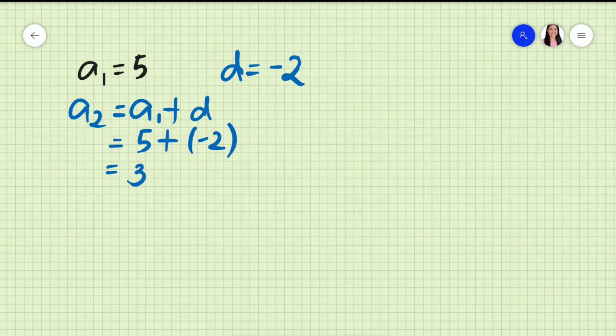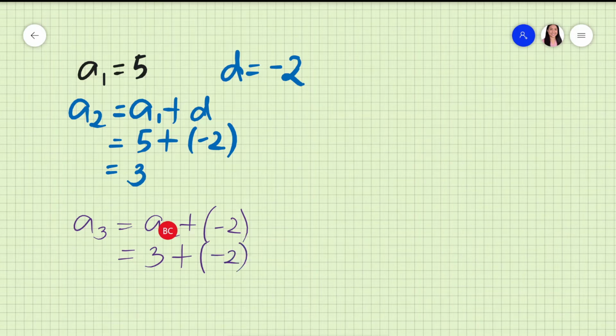For the third term, a sub 3, we use the formula a sub 2 plus the common difference, which is -2. Now, substitute the value of a sub 2, which is 3, plus the common difference, which is -2. Perform the indicated operation. 3 plus -2, the answer is 1.